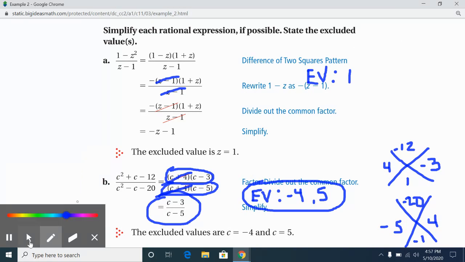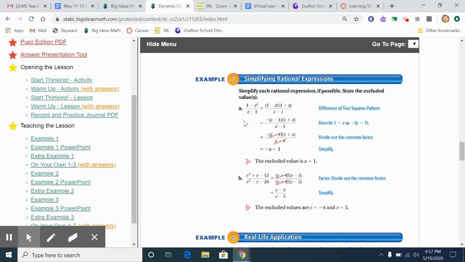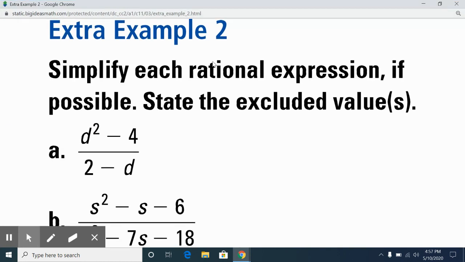All right, so let's look at a couple extra examples and then we'll be done. You guys can try this yourselves. All right, so I'm going to show you A, but remember it's not very important. We're not going to be tested on it. All right, but I do want to show it to you.